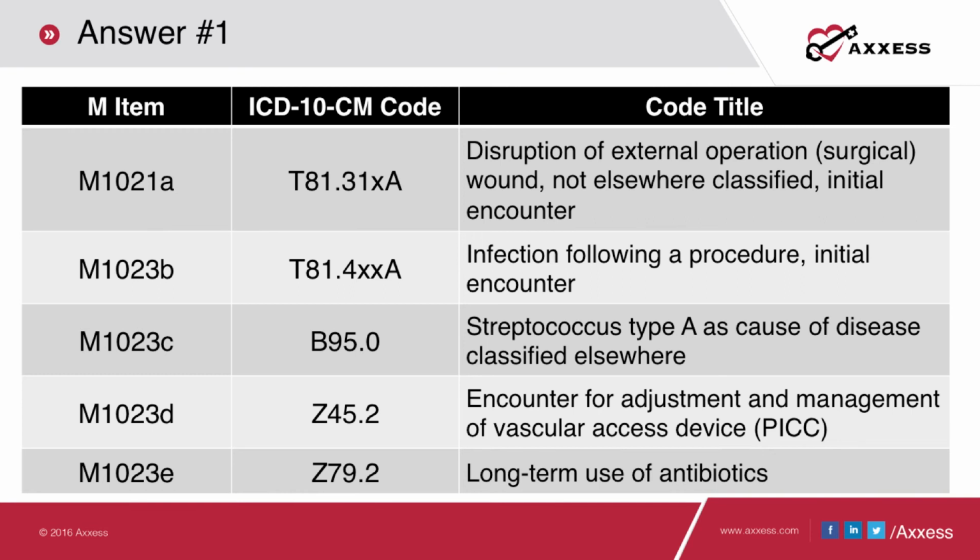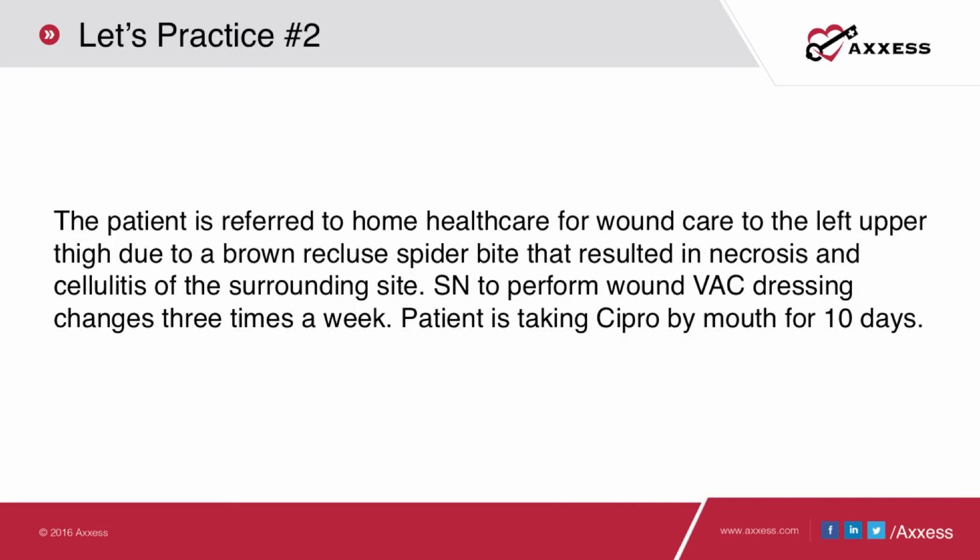There's guidance at T81 to use additional code to identify the infection, and that would be B95.0, Streptococcus type A, as a cause of disease classified elsewhere. And then we have 2 status codes for the PICC line and the long-term use of antibiotics, and those codes are Z45.2 and Z79.2.